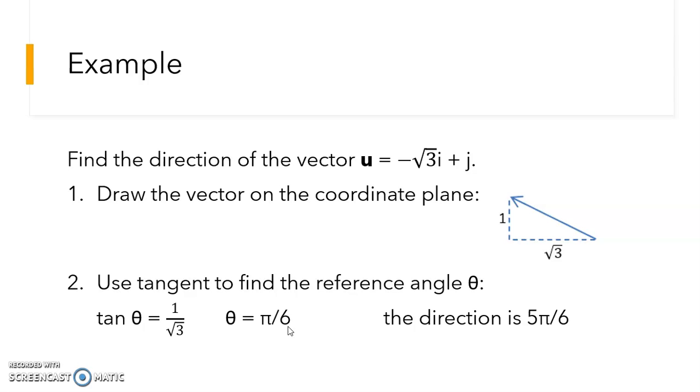Now, pi over 6 is a first quadrant angle, but this is obviously a second quadrant angle. So what I need to do is find the reference angle, the actual angle from the positive x-axis all the way around to here. And that comes out to be 5 pi over 6. So when you're dealing with direction, you might want to keep your unit circle close at hand.